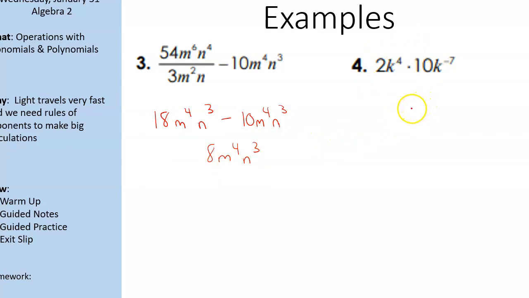Okay, and number 4, we have 2k to the 4th times 10k to the negative 7th. We're going to do 2 times 10, which gives us 20. K to the 4th times k to the negative 7th. Remember, when we're multiplying, we add our powers. So we're going to do 4 plus negative 7, which is negative 3. And now that negative exponent rule comes into play. So remember here, the k to the negative 3 is only on the k. So I am going to put that on the bottom, but just the k. K to the positive 3 is on the bottom. The 20 is going to stay on top, okay? And that's my final answer.